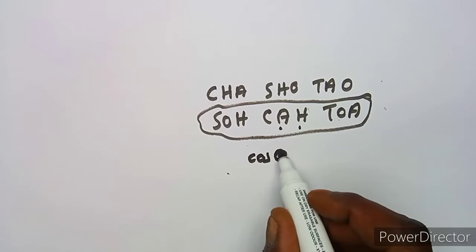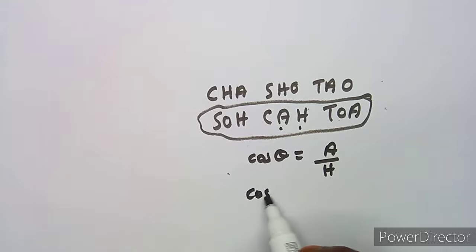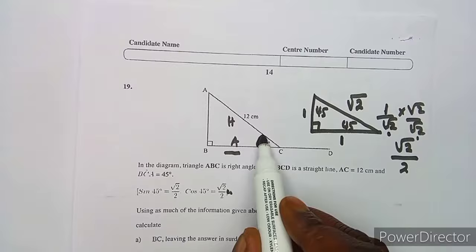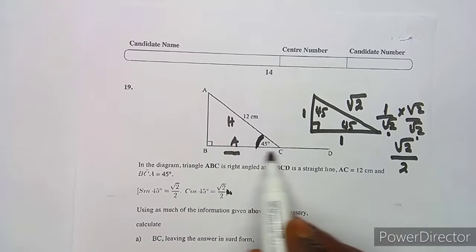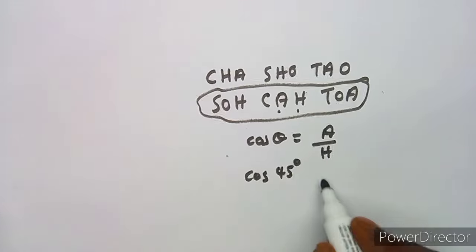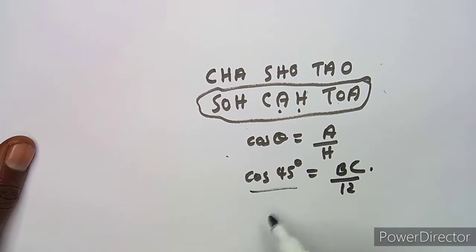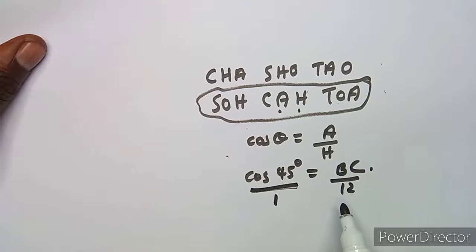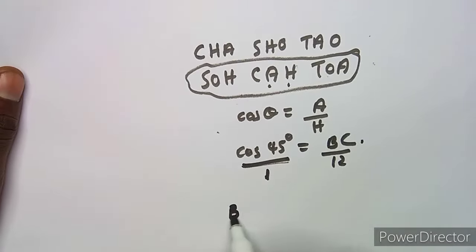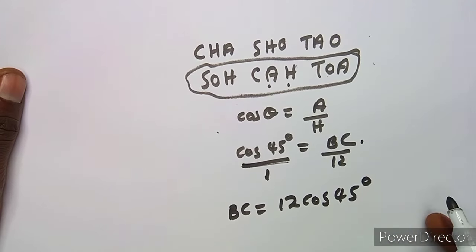So cos of theta is equal to adjacent over the hypotenuse, which is cos 45 degrees in this case. That is our theta here, this angle. The adjacent is your BC, the one that you want to calculate, over the hypotenuse, which is 12. So it's going to be BC over 12. Definitely I want to find BC, so what am I going to do? Cross multiply, with the cos 45 over 1. So 1 times BC, that is BC is equal to 12 cos 45 degrees.